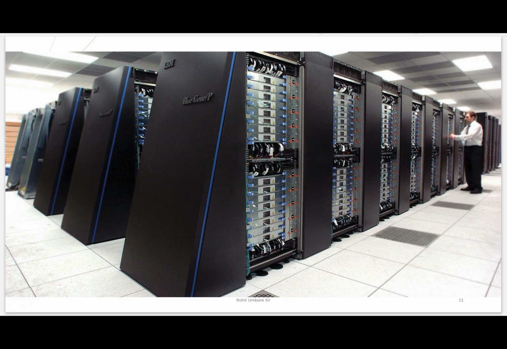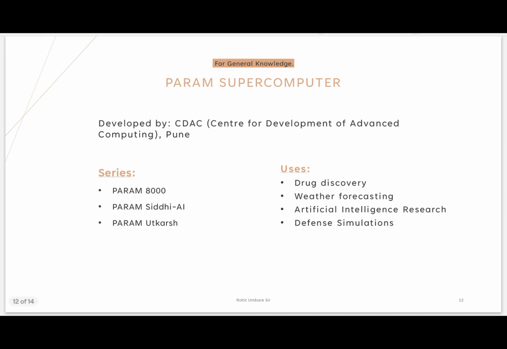See, this is IBM's Blue Gene/P supercomputer. This one, two, three, four, five, and see how this whole thing is a single CPU, in which these are RAMs, we can say, right? Now just imagine how big the CPU of that supercomputer is, meaning how fast it will be. And for your general knowledge, Param. Param is India's supercomputer.